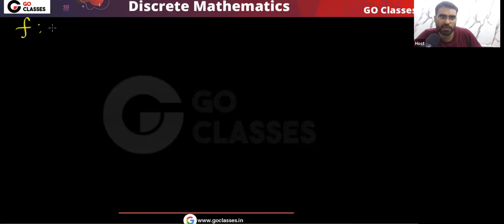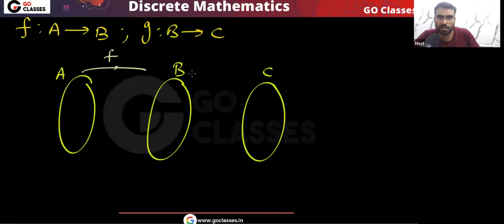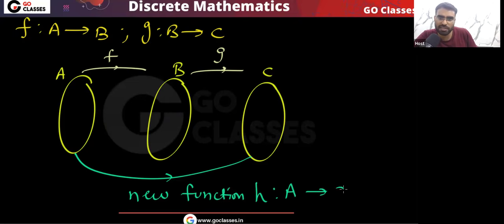So let me just quickly tell you. When you have this situation, f is from a to b and g is from b to c, which new function can you create using the composition? See, f is from a to b. Just create the diagram. This is your function f, and this is your function g. So your new function will be like this. Let's call it h. This will be from set A to set C.